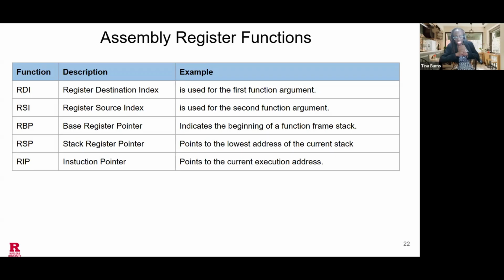Your source index, RSI, is what you might use for your second argument, your second operand. So typically you'll see the RDI first and then the RSI. RBP is going to be your base pointer register, and that is going to indicate where the stack starts. RSP is going to be your stack pointer, and that's going to be the lowest address for the current stack you're working with. And then your RIP is your instruction pointer, and it really is going to tell you where the current execution address is.